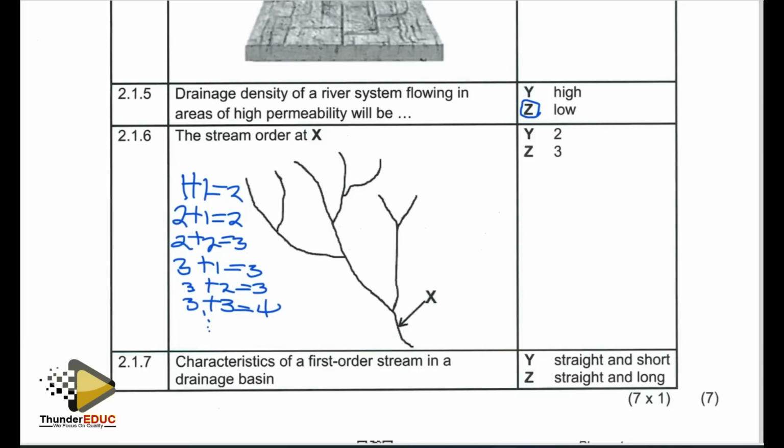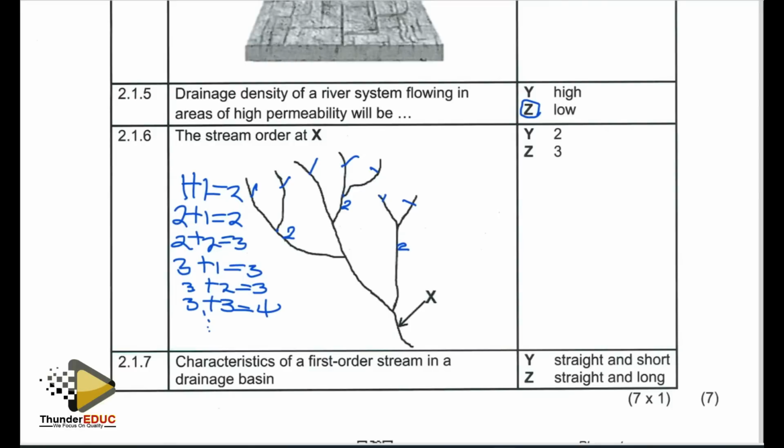So I will try to label those streams. A number 1 stream in a drainage basin is an independent stream without a tributary. So this is number 1, this is number 1, number 1, number 1, number 1, number 1. Those are number 1 streams in that particular basin. Number 1 plus number 1 here means we have number 2 from this confluence. From this confluence, number 1 plus number 1 means we now have stream number 2. And number 1 plus number 1 from this confluence means this one is now number 2.